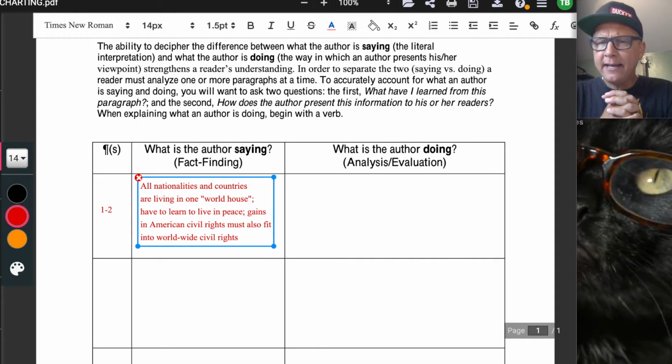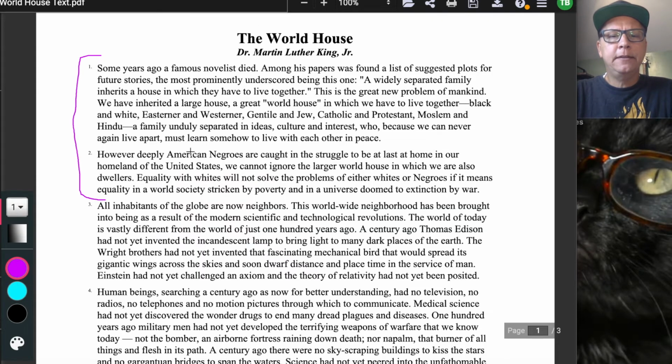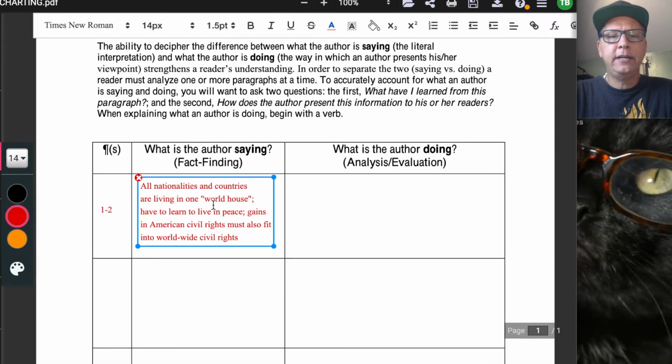Okay, so the key here though is I didn't add anything to the text. I didn't interpret it. I didn't put my own ideas into it. I didn't evaluate it. So is everything I said here showing up in this actual text? So we look here: nationalities and countries living in a world house. We have to learn to live in peace. American civil rights are part of worldwide rights.